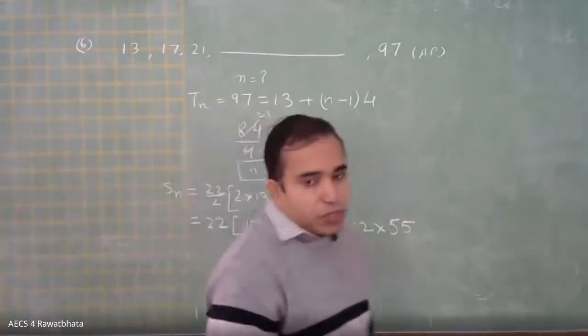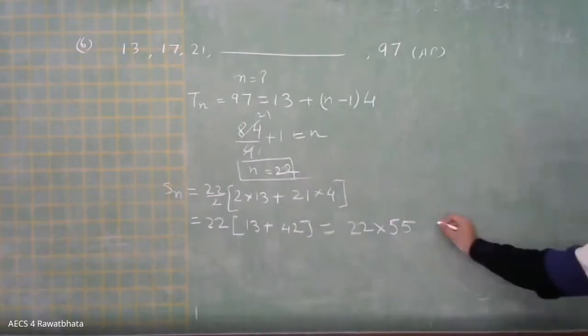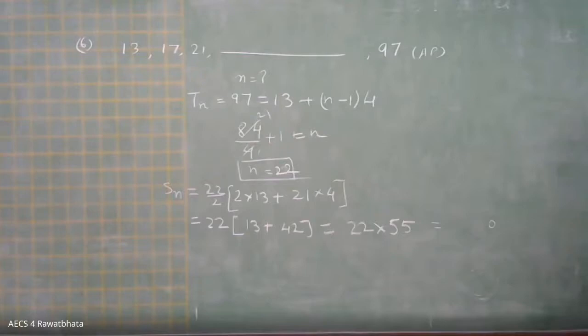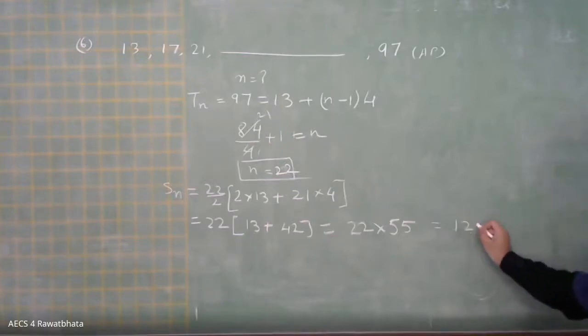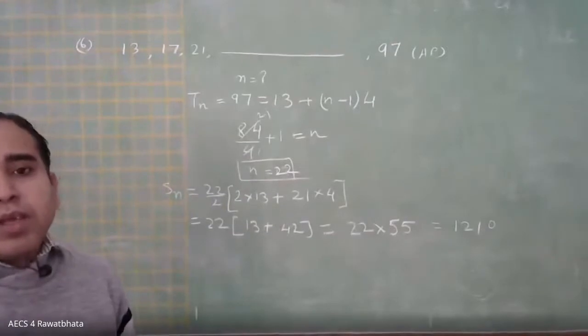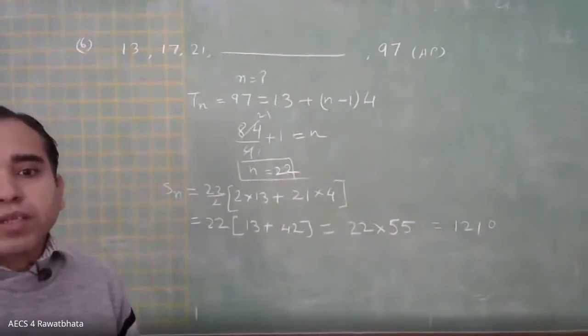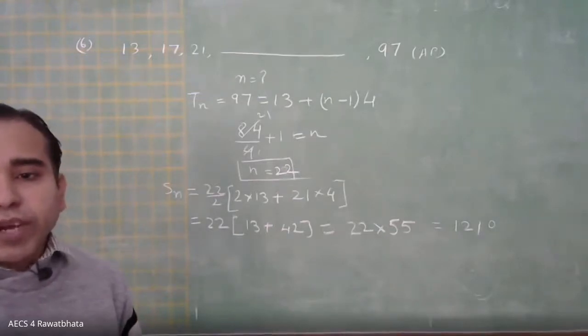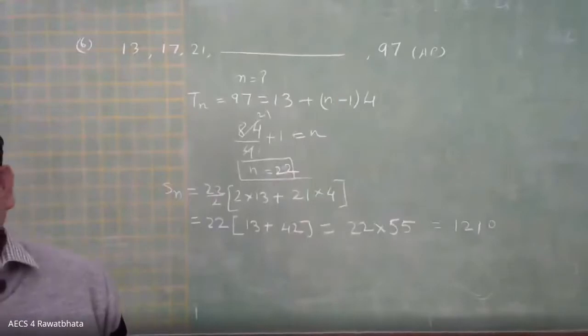How much is this, students? What will be the answer? 110, 11. 55 twos are 110 plus 11. How much? 1210. Sir, 13 twos would be 26. What? What thing? Tell me. Is this right, students? Sir, you have not multiplied 13 into 2.